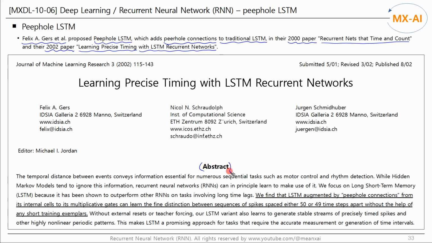Let's read the abstract of this paper. We find that LSTM augmented by peephole connections from its internal cells to its multiplicative gates can learn the fine distinction between sequences of spikes spaced either 50 or 49 time steps apart without the help of any short training exemplars. They showed that Peephole LSTM outperforms traditional LSTM in the task of classifying the intervals between spikes and input sequences consisting of sharp spikes.